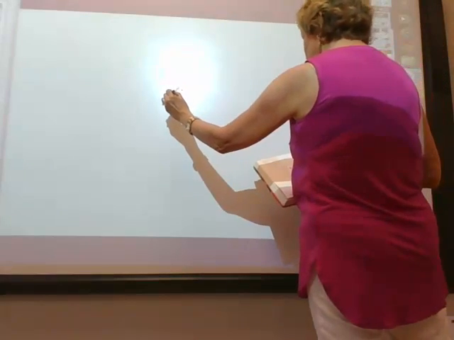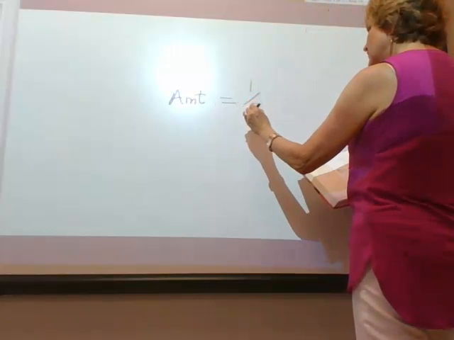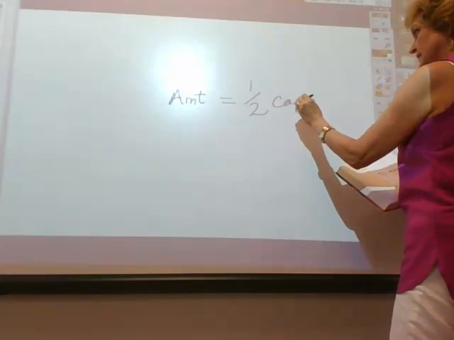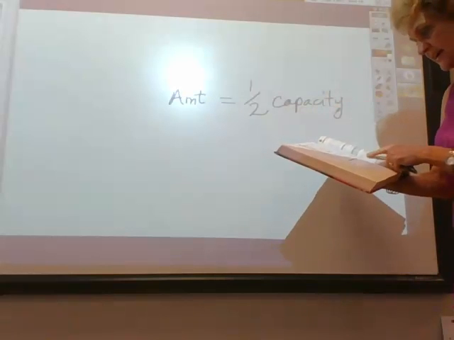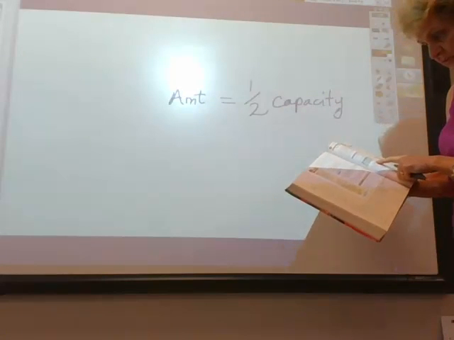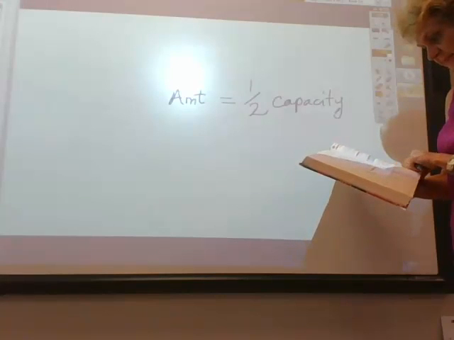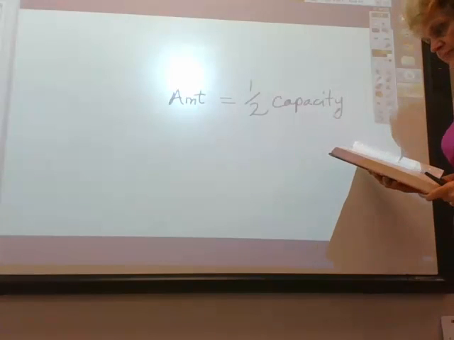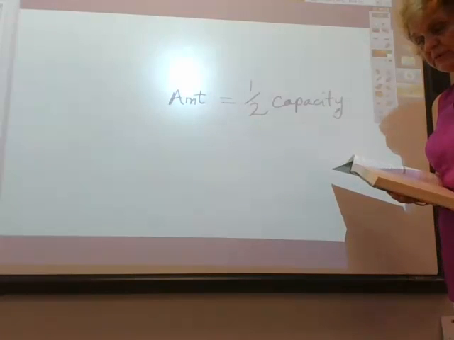Okay, so it said in that problem, the amount that you needed is 1/2 the capacity. Go back and read that and see if that makes sense to you, because it said the amount of antifreeze needed to protect is about 1/2 the capacity. So the negative 18 degrees Celsius appears to be extraneous information. We don't even need that.